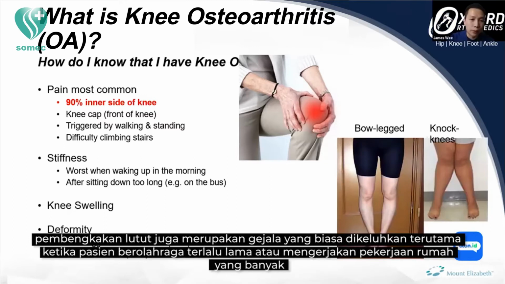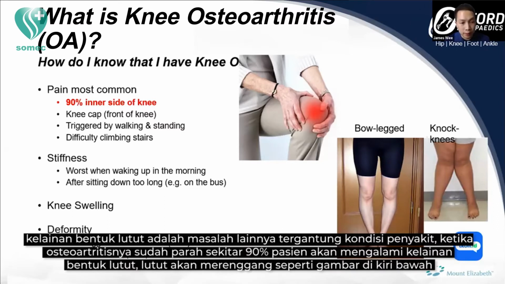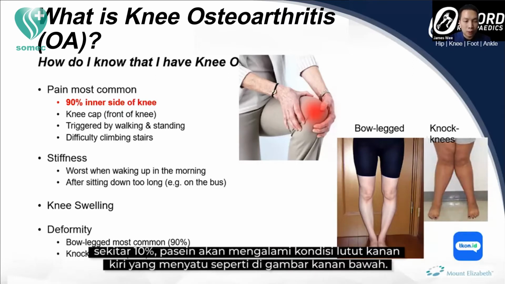Knee swelling and warmth is also another common complaint, especially after patients exercise too much or do too much housework. Deformity is another problem later on in the disease, as the arthritis gets more severe. Up to 90% of the time, the deformity will be bow-legged deformity. That means the knees start moving further apart, like you can see at the bottom left. About 10% of the time, you get knock knees, where the knees start to come together, as you see at the bottom right.